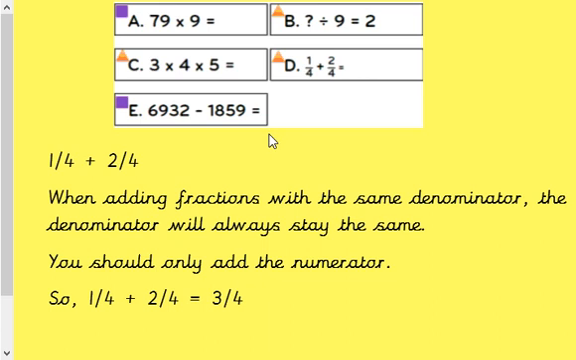Next question, nice and simple. 1/4 plus 2/4. Remember what we've said. When you're adding fractions with the same denominator, the denominator will always stay the same. So in this case, you should only ever add the numerator. So 1/4 plus 2/4 would equal 3/4. Okay, and please look, the denominator has stayed the same. The only thing that's changed is the numerator.